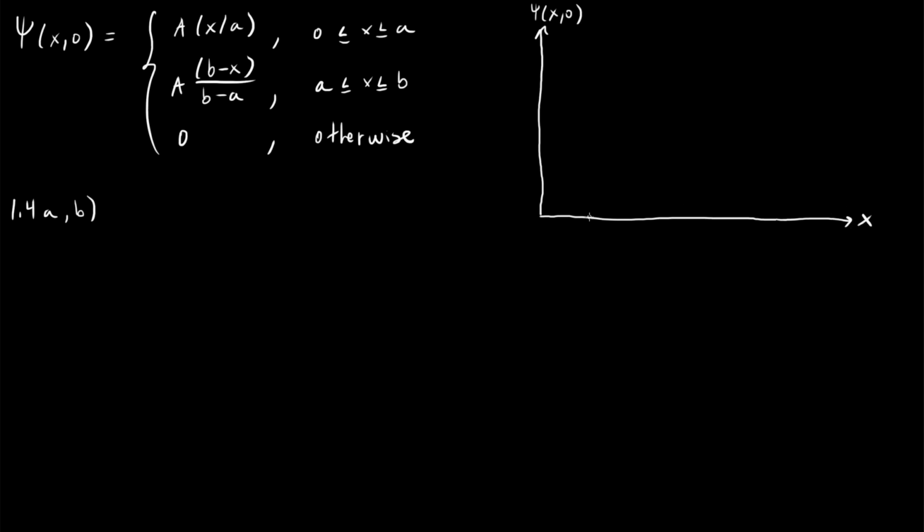So this will be the x-axis. We could label out the major points on the x-axis first. So from 0 to a, and then from a to b, and then b onwards, or 0 onwards. We know that from 0 to a is described by this function, which is just a linear function with the slope of capital A over lowercase a. So it's going to look something like this.